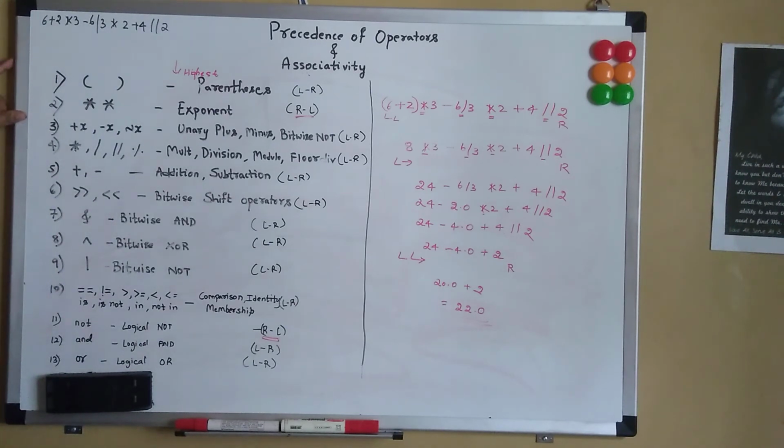So hope, friends, it is clear for you. We had seen the various operators in the previous session. The same operators have been included in the precedence chart, and today we saw the precedence of operators and the associativity involved in it.